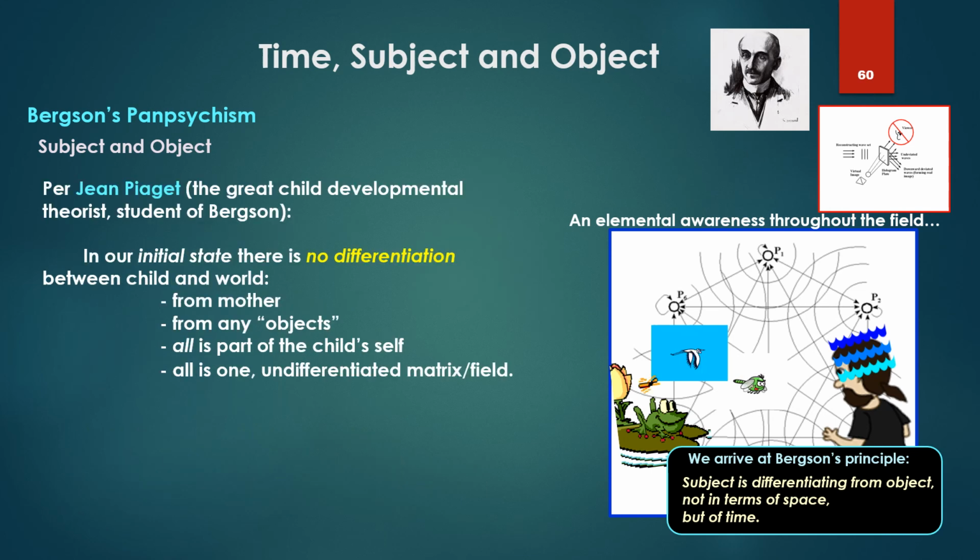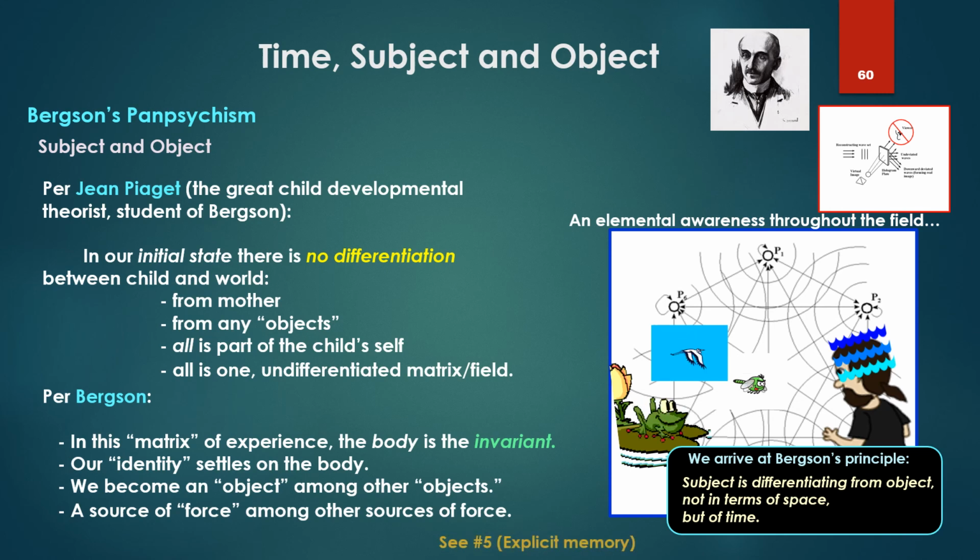For Jean Piaget, the great child developmental theorist and once student of Bergson, in our initial state, there is no differentiation between child and world, from mother, from any objects, quote unquote. All is part of the child's self. All is one undifferentiated matrix or field. For Bergson, in this quote-unquote matrix of experience, the body becomes the invariant. Our identity settles on the body. We become an object among other objects, a source of force among other sources of force. We begin to need a koan.